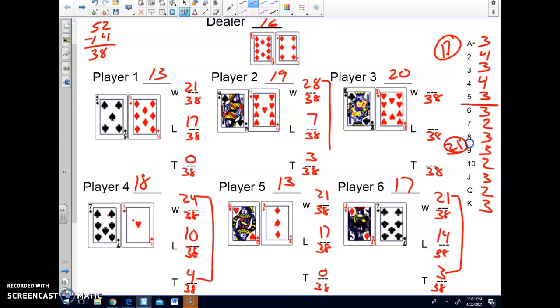And finally, the score for 20. 28 and 3 is 31, excuse me. There are 4 cards that cause me to tie, and therefore there's 3 cards that beat me. And that's how we do this first problem.